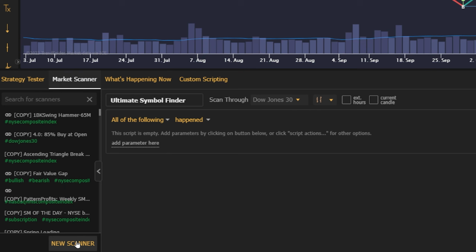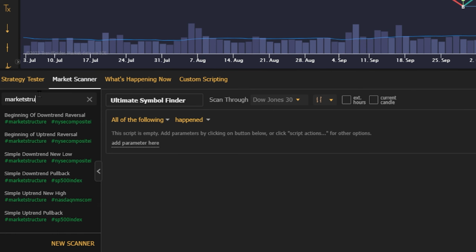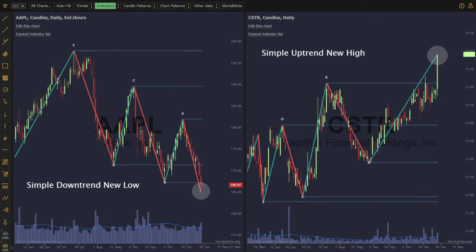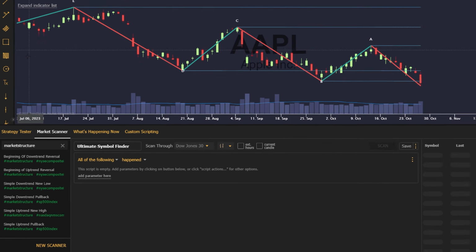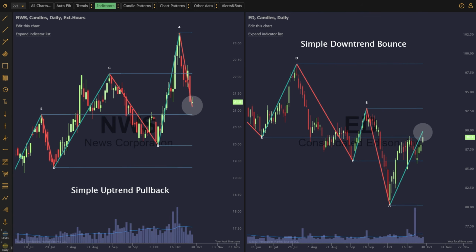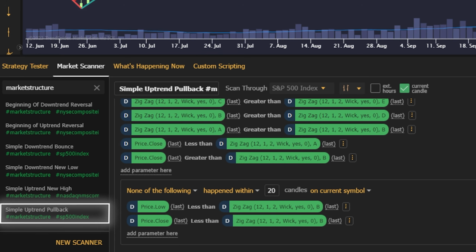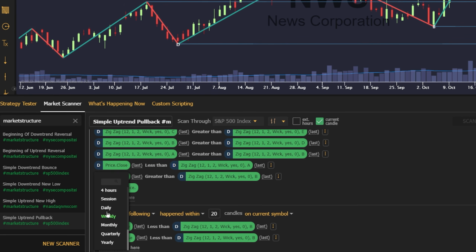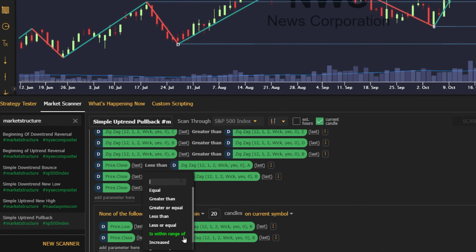All users on TrendSpider have access to several market structure scans, so let's briefly look at what's available. First, if you'd like to find stocks in basic uptrends or downtrends that are currently making new highs or lows, utilize the Simple Uptrend New High and Simple Downtrend New Low scans. If you'd like to find pullbacks or bounces within an uptrend or downtrend, respectively, use the Simple Uptrend Pullback or Simple Downtrend Bounce scans. These scans can be further refined in the way that price is defined relative to the previous pivot levels by using the within range definition.